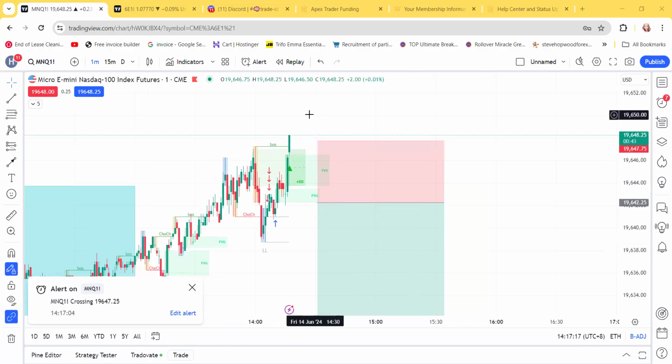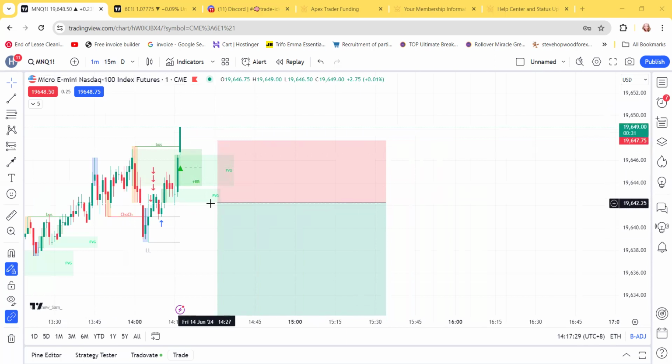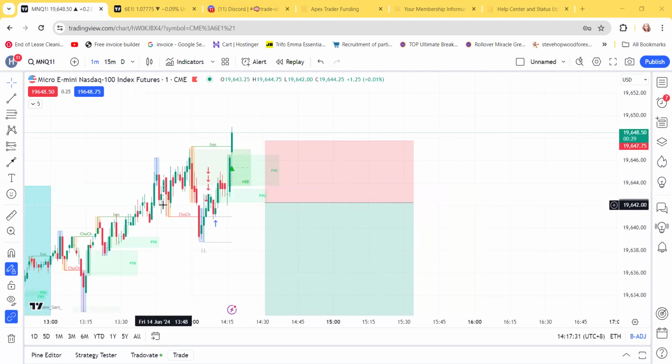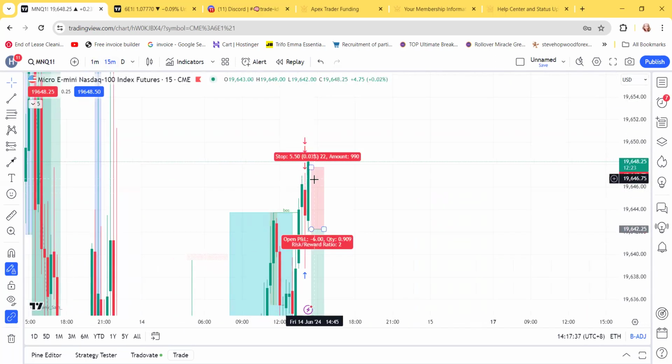Okay, guys, so you can see what I was expecting has happened. We've had that initial shock, and now we've come and we've swept that area. So from now on, I'll be waiting for the actual breaker structure from this initial push here. So if we look on the 15, we can see we're pushing higher.